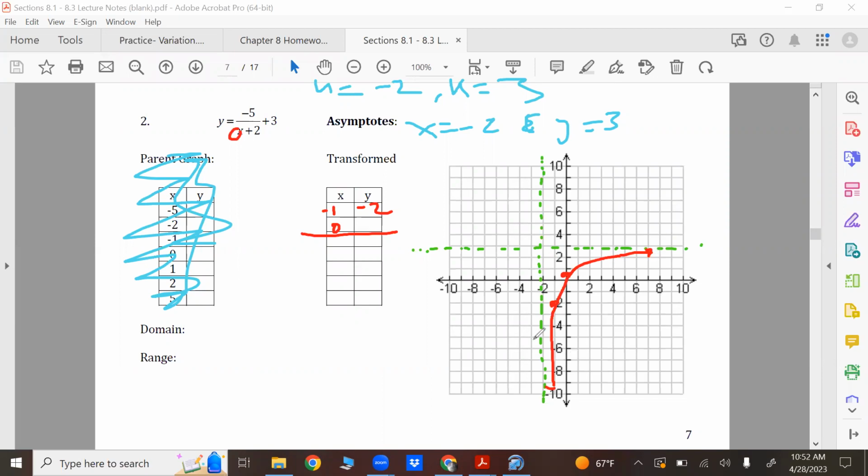Ultimately, it's going to curl up towards the horizontal asymptote. Now, when we plug in some values to the left of the vertical asymptote, let's do like -3 and maybe -4. If I plug in -3, I get 5 plus 3, which is 8. So -3 comes way up here. If I plug in -4, what do you get? You get 5 halves plus 3, which is 5.5. There we go. Domain's gonna be all real except -2.